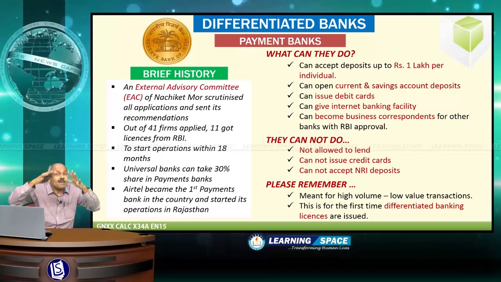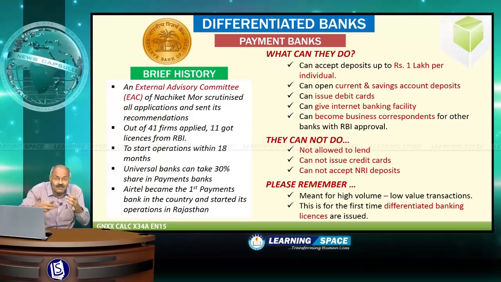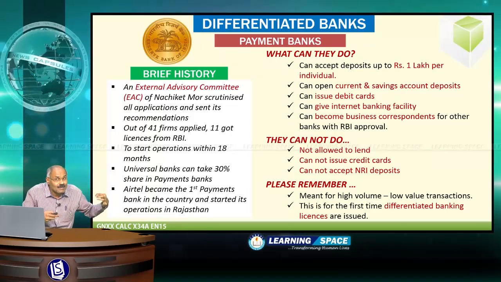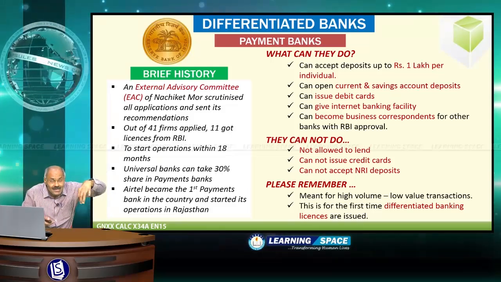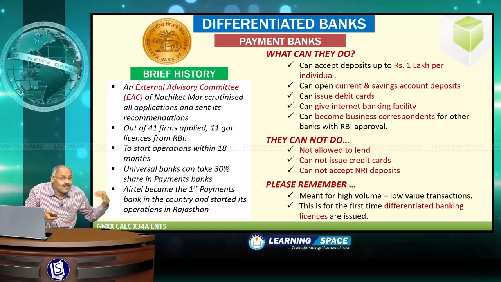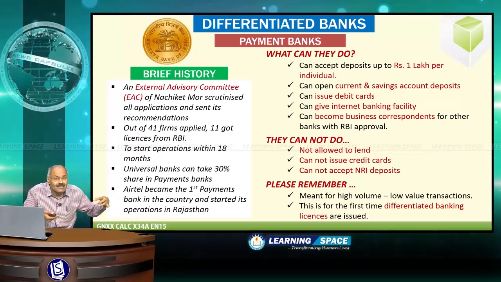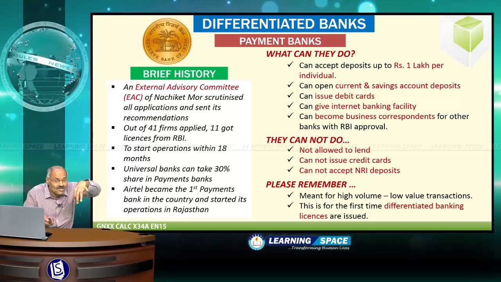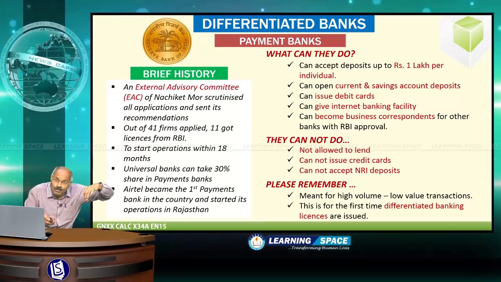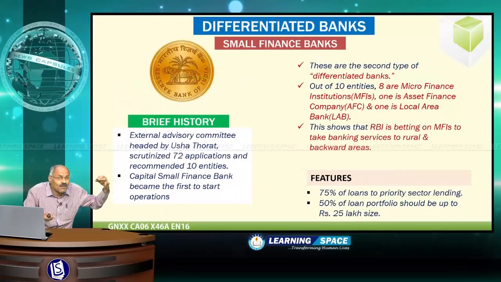And what activities they can do, I have given here. The important aspect is they can accept deposits up to rupees 1 lakh per individual. Another important aspect is that universal banks can take a 30% share in payments banks. This is a very important point, right? Having learned about payments banks, let us look at small finance banks.